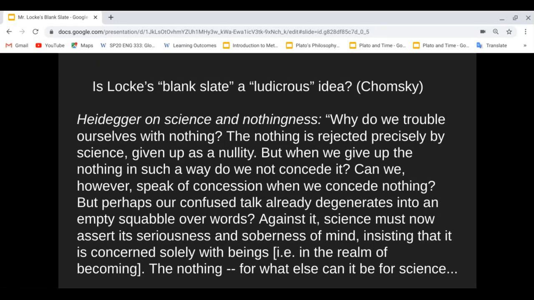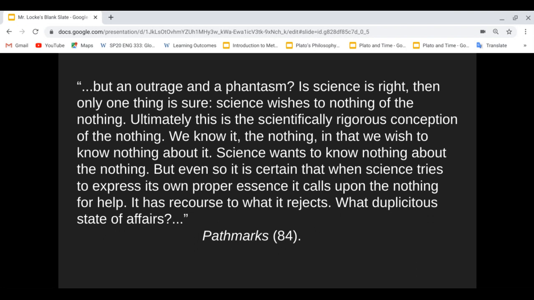Let's read Heidegger on the question of non-being and science's rejection of the exploration of the question of the khôra. Heidegger is going to say, why do we trouble ourselves with nothing? The nothing is rejected precisely by science, given up as a nullity. But when we give up the nothing in such a way, do we not concede it? Can we, however, speak of concession when we concede nothing? But perhaps our confused talk already degenerates into an empty squabble over words. Against it, science must now assert its seriousness and soberness of mind, insisting that it is concerned solely with beings, i.e., in the realm of becoming.